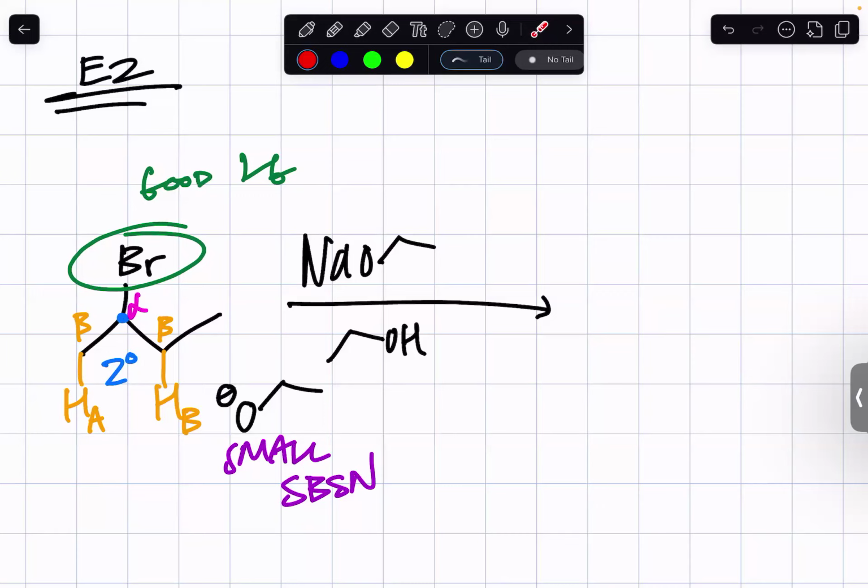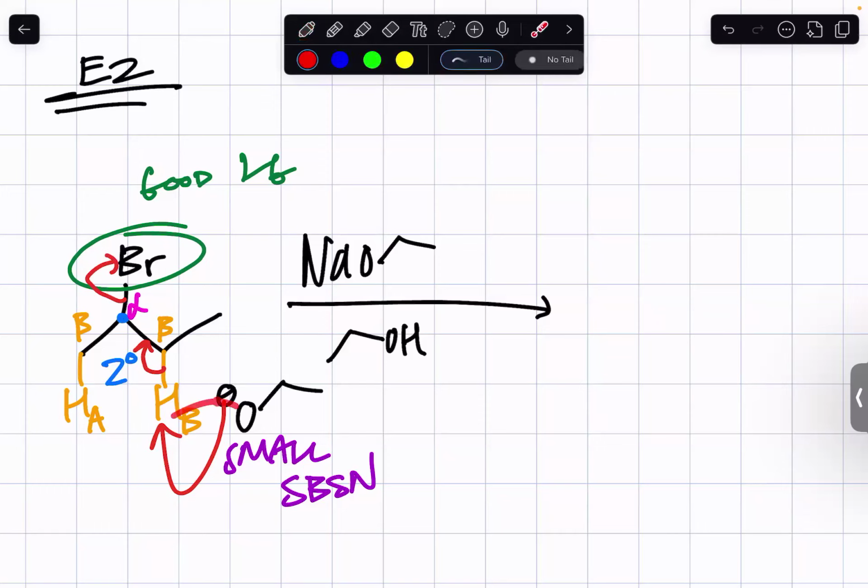It would be proton B. Yep, proton B. So this small, strong base, strong nucleophile ethoxide ion here is going to grab proton B, the bond between proton B and this beta carbon here. That bond is going to create a double bond right there, and we're going to kick off the good leaving group at the same time.